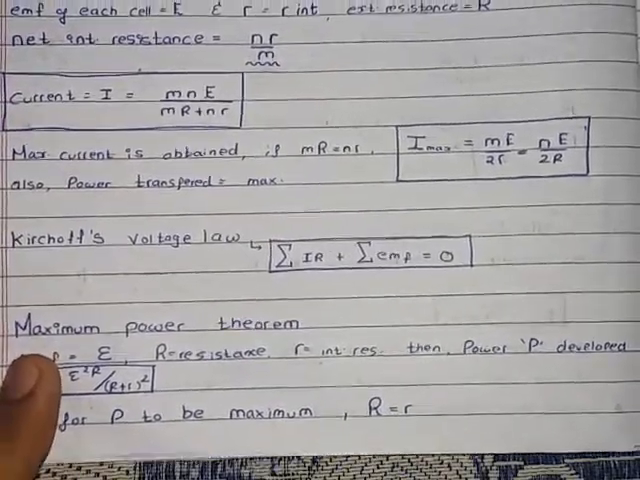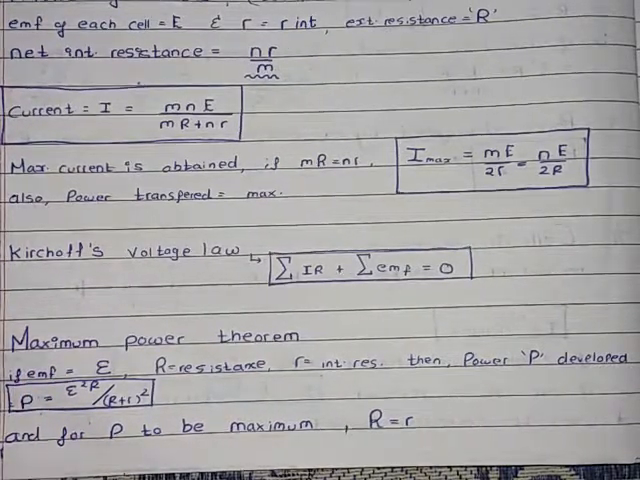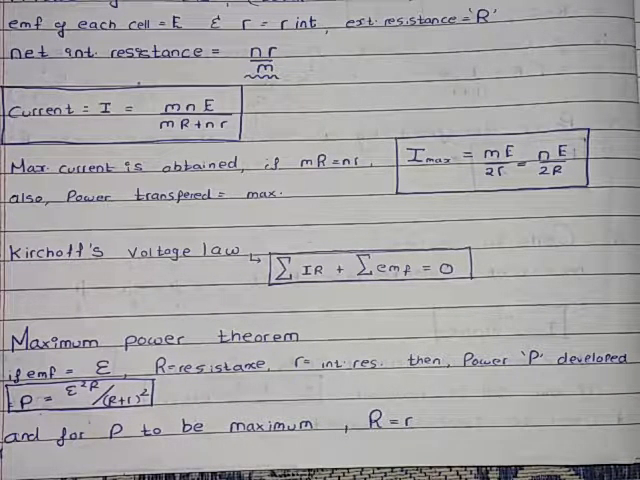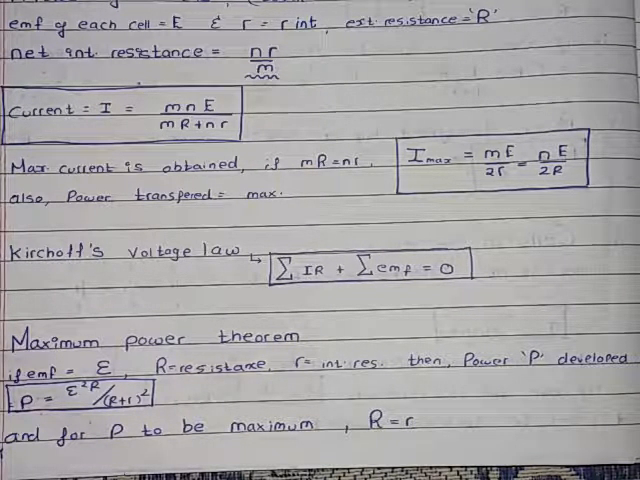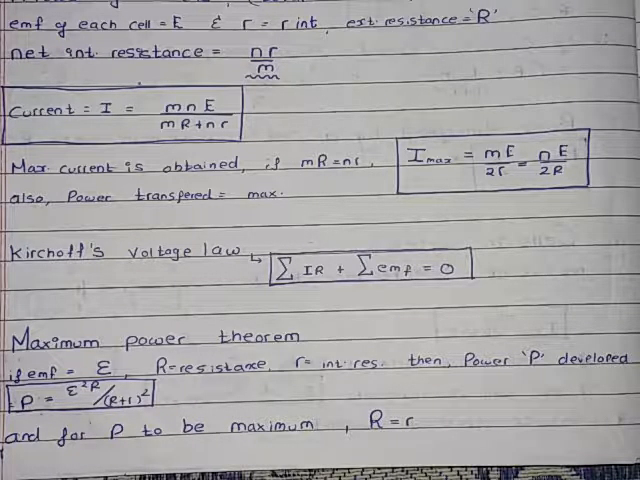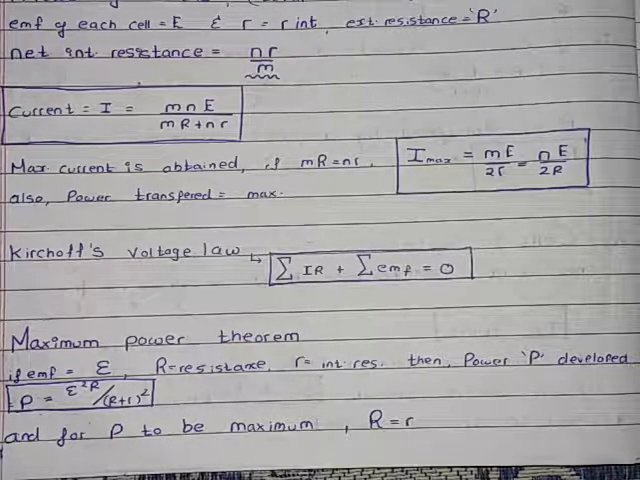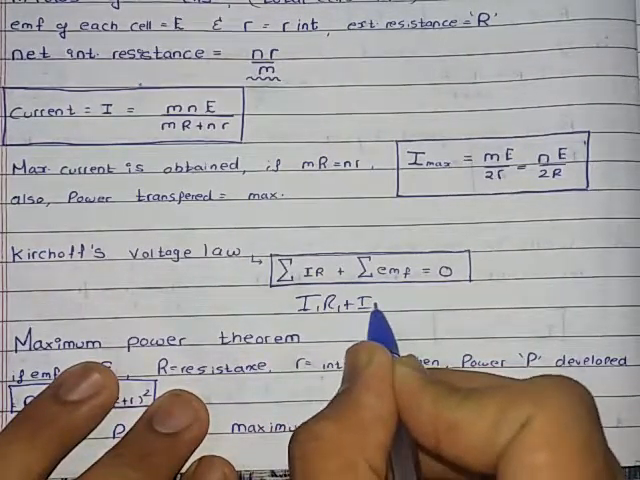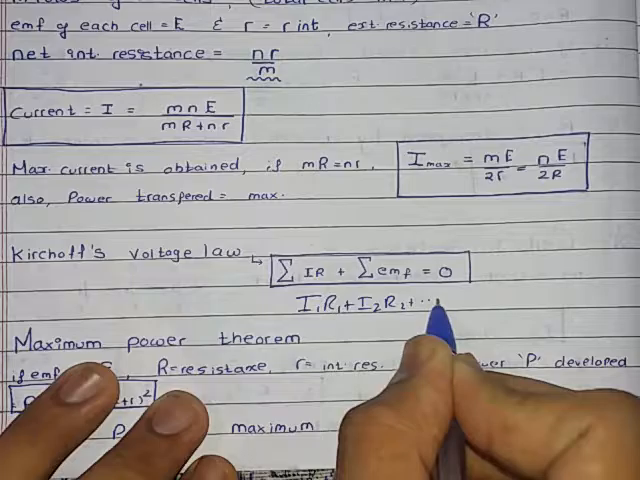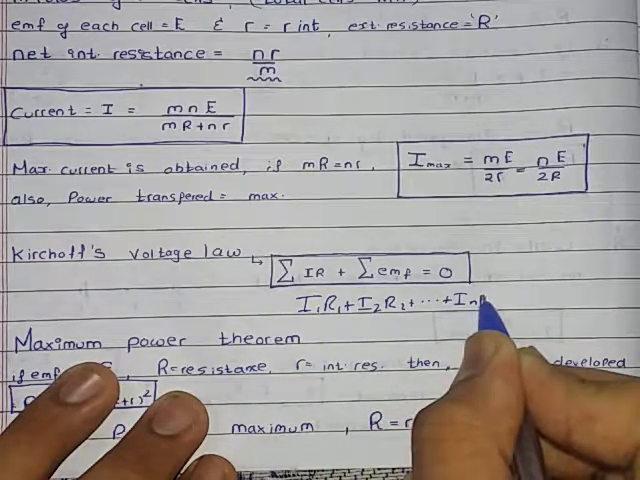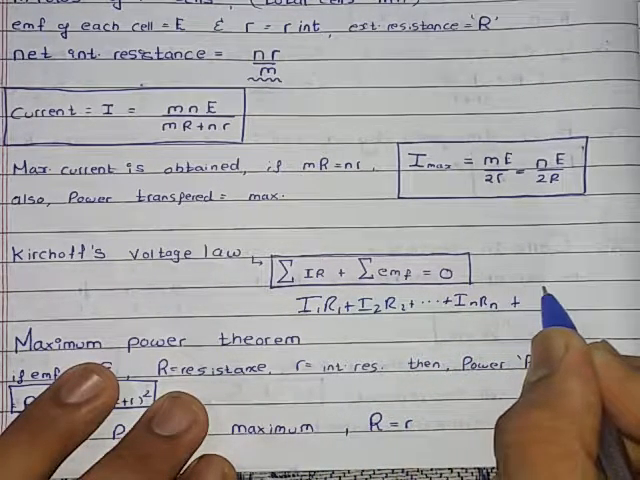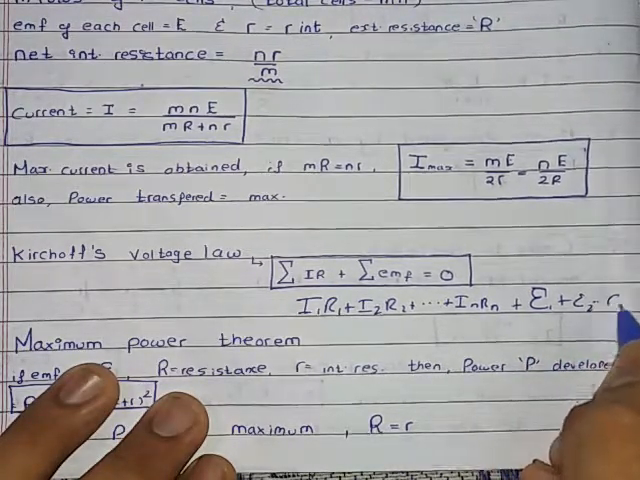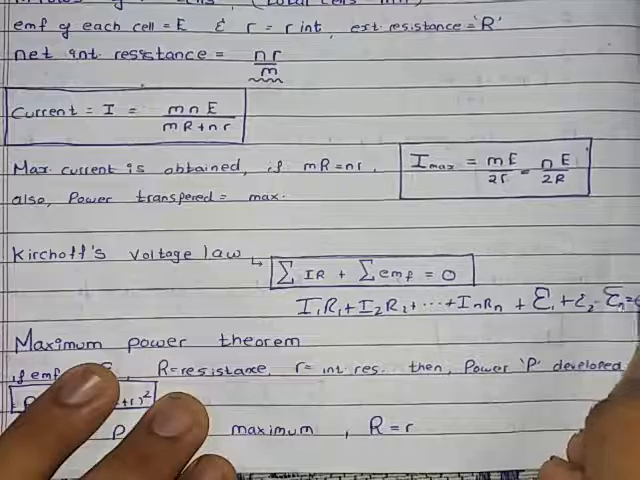If you didn't, don't quite pay attention to this. Now maximum current is obtained when mr equals nr. Again, I won't go into Kirchhoff's voltage law, just say summation of the voltage plus summation of the EMF equals 0. That is summation of IR, that is I1R1 plus I2R2 plus dot dot dot plus InRn, plus E1 plus E2 plus En equals 0 and nothing else.